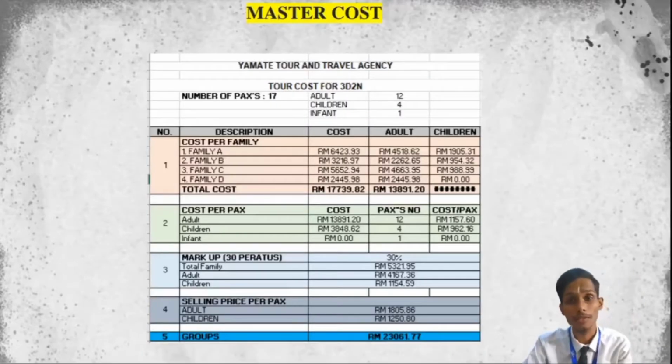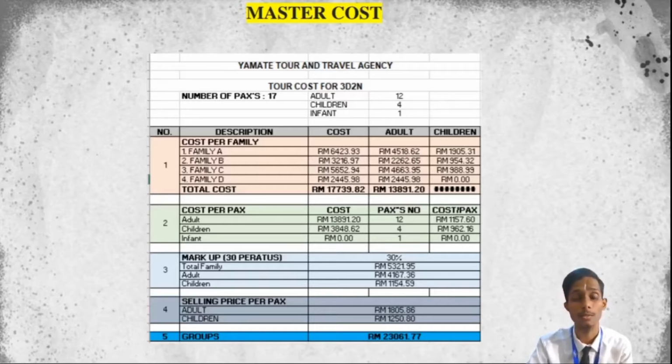So the first one we are going to look at is the master course. The place we chose is Langkawi for 3 days 2 nights. From the 4 families, there are 12 adults, 4 children and 1 infant, and the number of pets is 17. Now let's look at the cost per family. The cost for family A is RM 6,423.93.